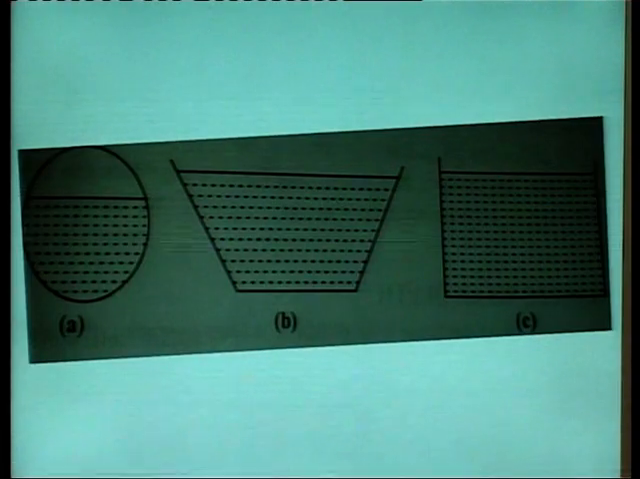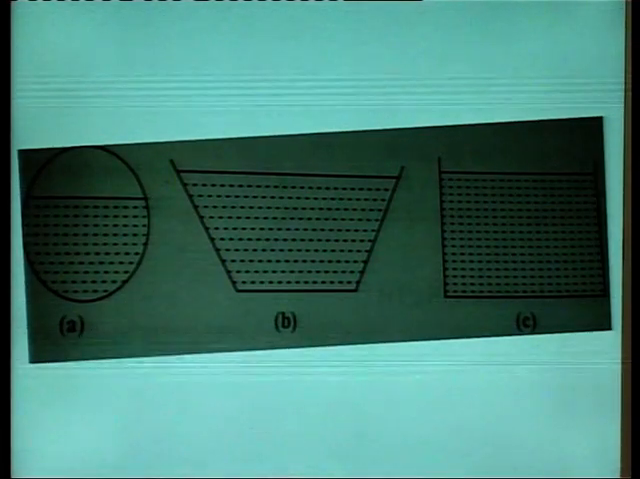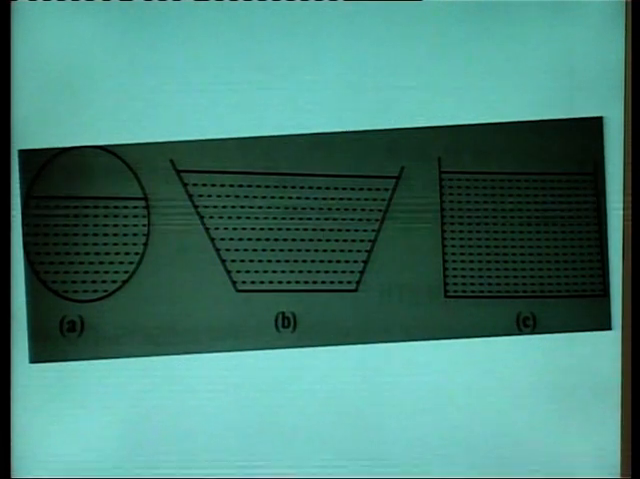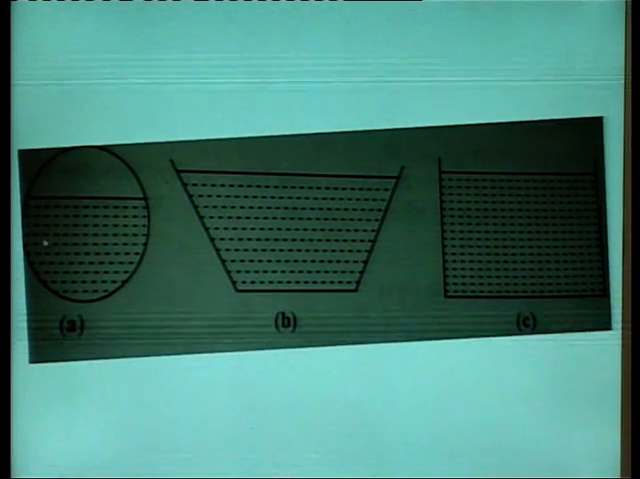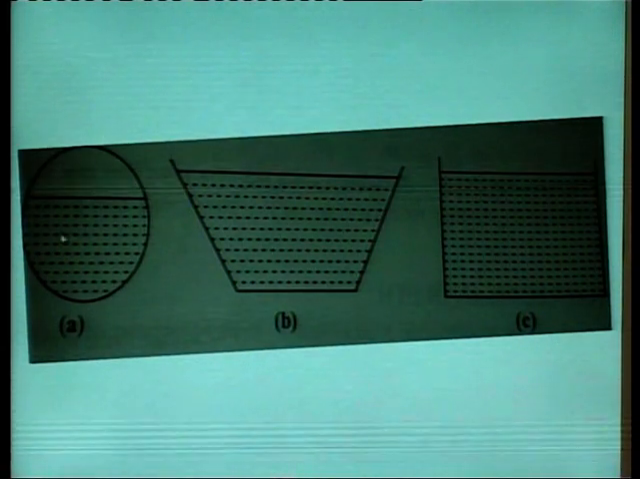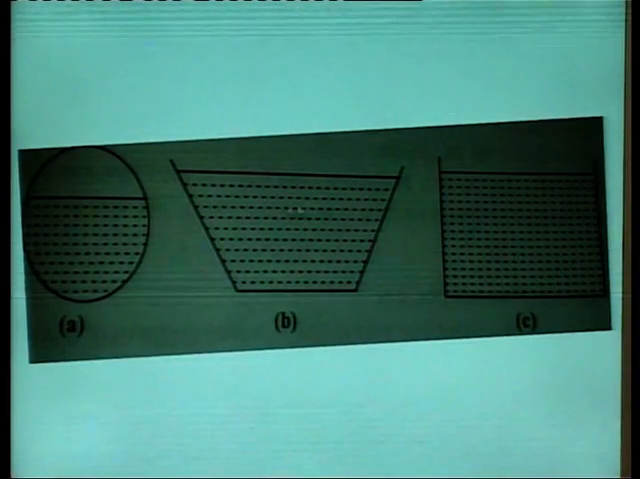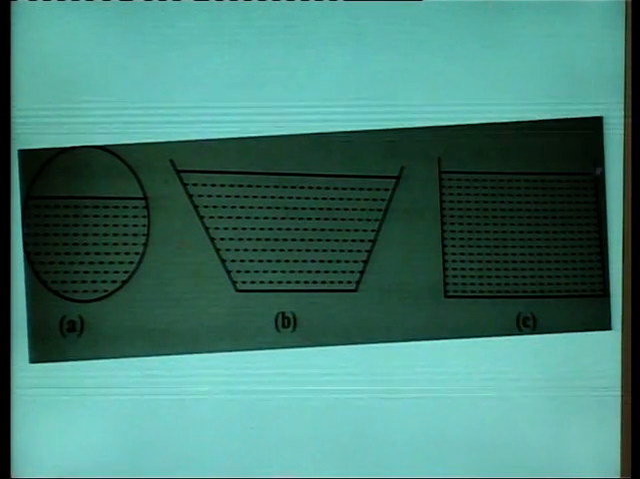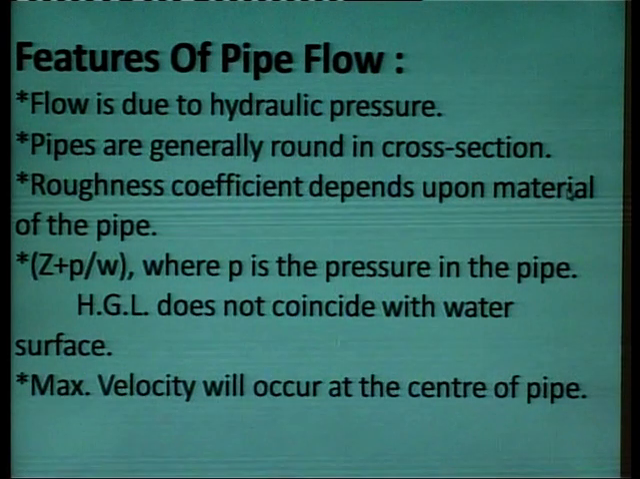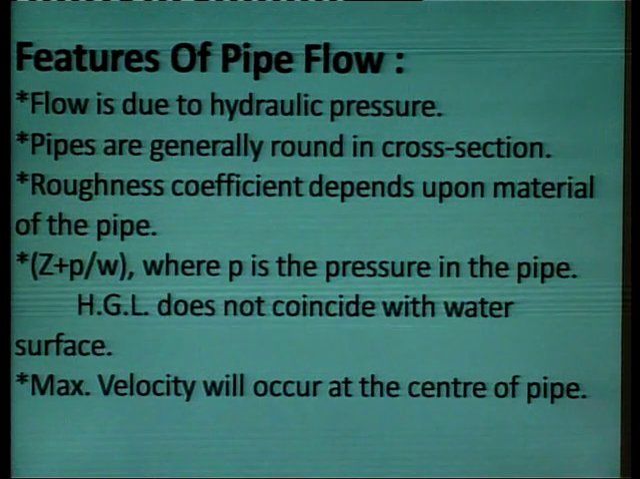So, there may be different types of shapes. The channels may be circular, trapezoidal, or rectangular. Certain features we are going to discuss.